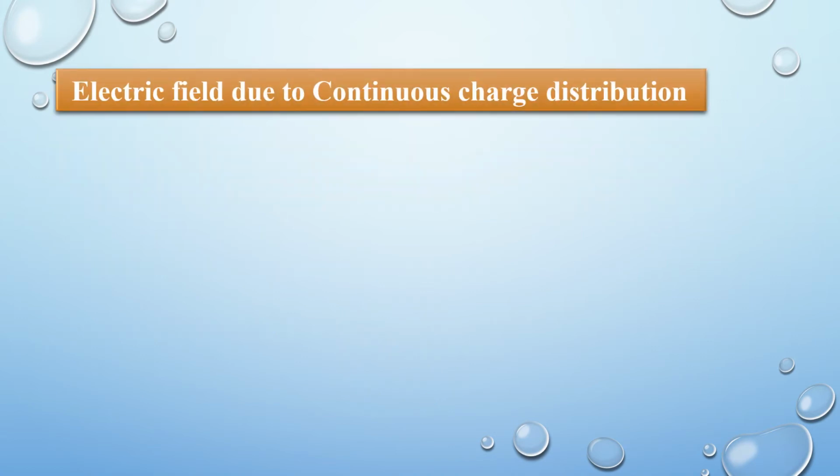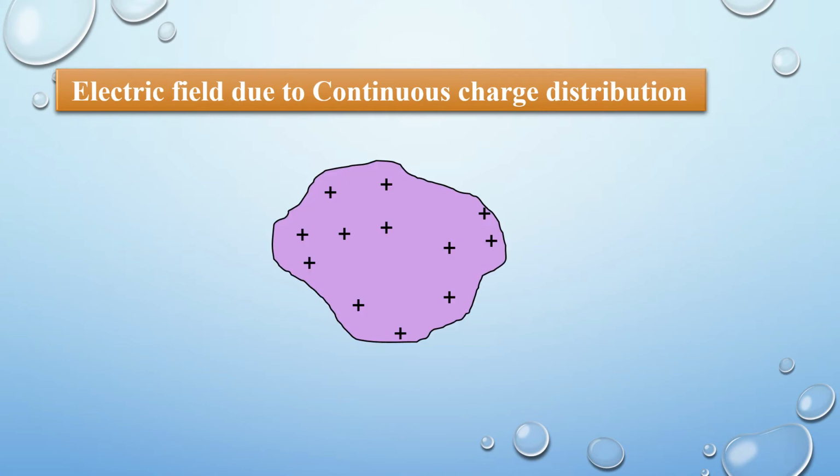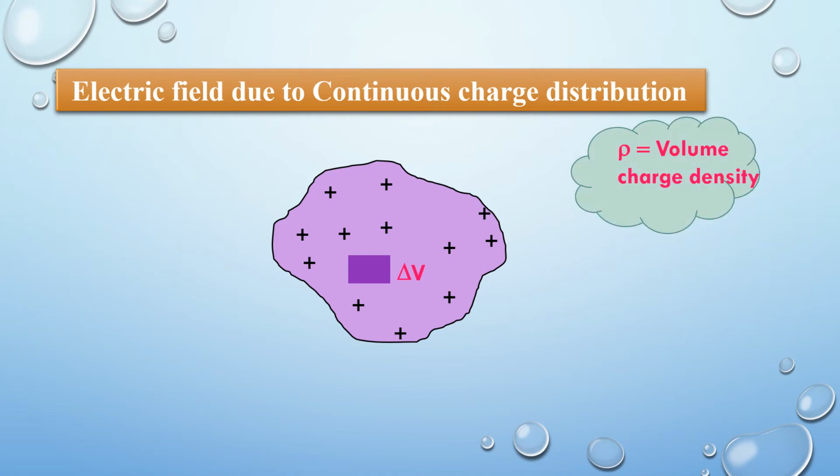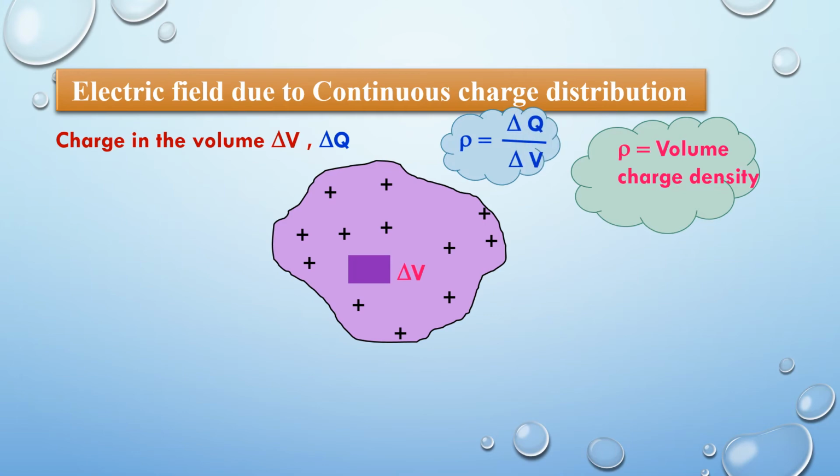Now, electric field due to continuous charge distribution can be found by considering this example. Let us assume there is a small amount of volume that we are considering on a body, and let this volume be equal to delta V. Rho, which is volume charge density, can be now defined as charge in volume delta V, with delta Q to be the charge on it. Therefore, rho is equal to delta Q upon delta V. Further, you can even write delta Q is equal to rho into delta V.